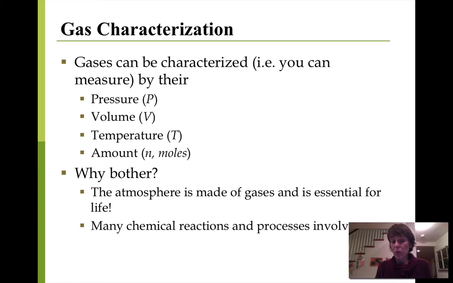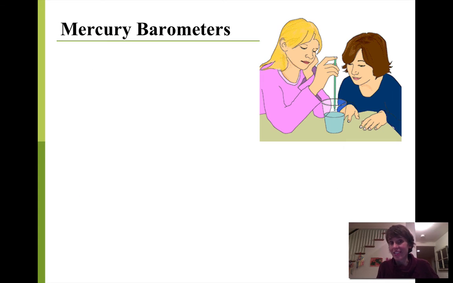But the bigger question is, why bother? Why do we talk about gases in chemistry? And there's two main reasons that I would point to. First, one is that the atmosphere, what we breathe, is all gases. As an environmental chemist, that's really a critical thing that we study. And then secondly, lots of chemical reactions produce gases, and they're interesting. So that's why we study them.